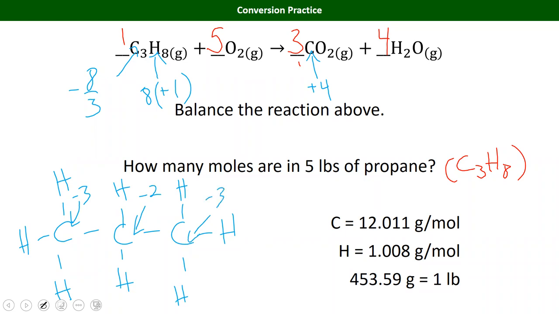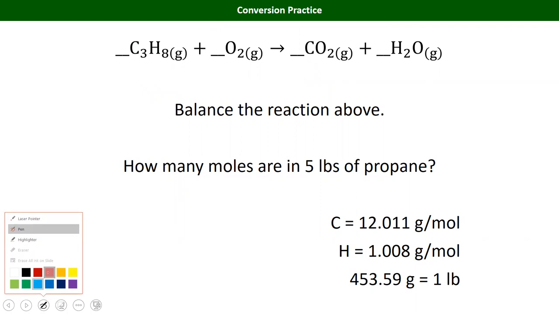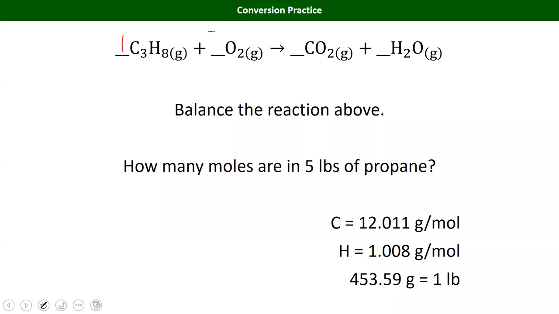But that's beside the point for this course. I'm just explaining why you can have a partial number at this point. All that really matters is it's negative something, -8/3, going to +4. And oxygen starting at 0 and going to -2.